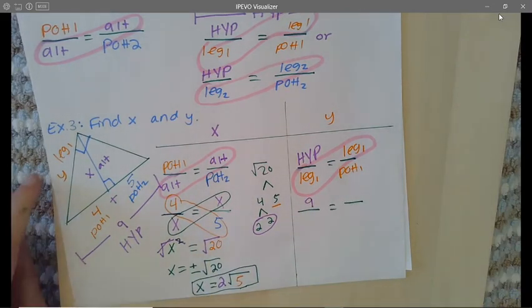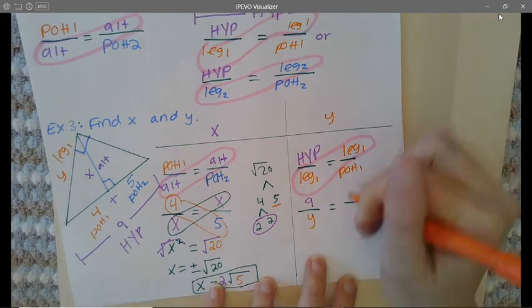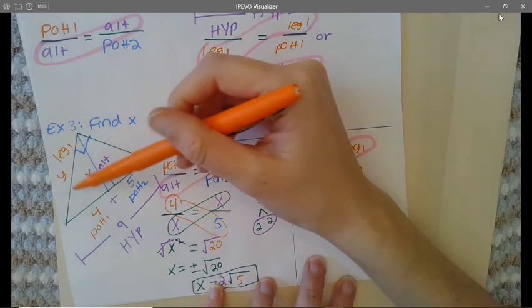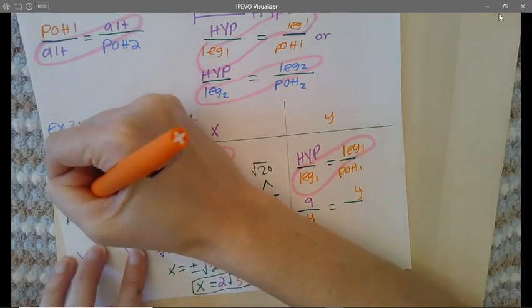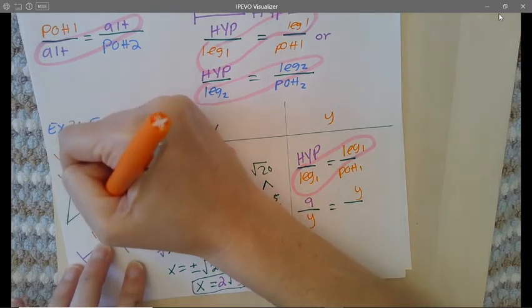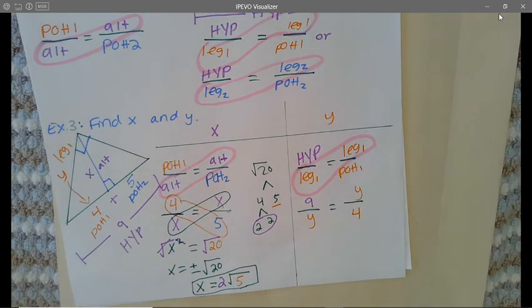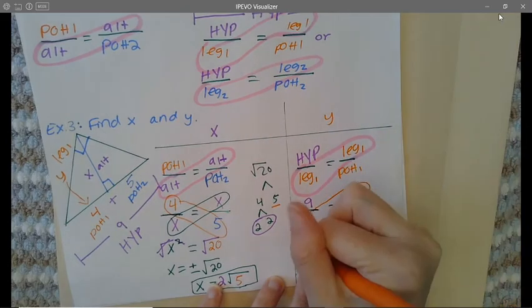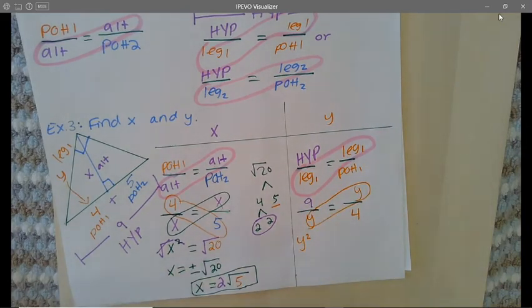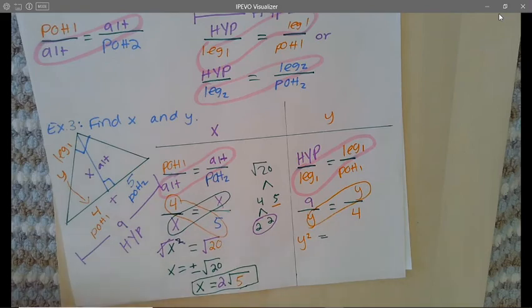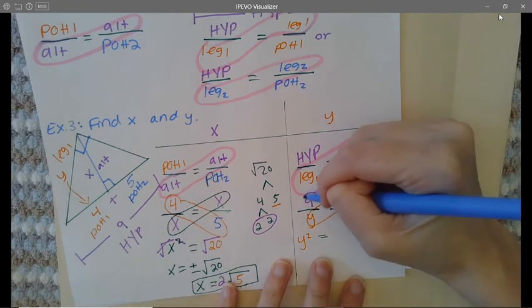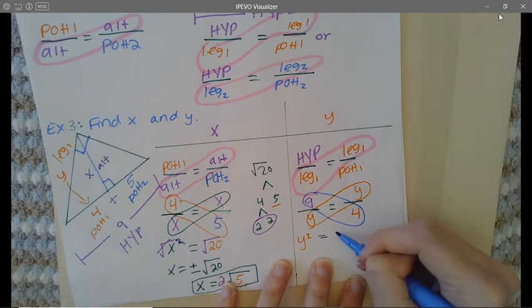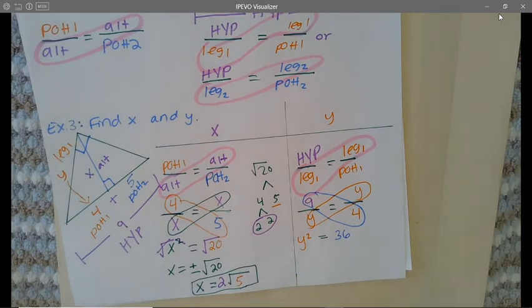Okay, leg 1 is what I'm solving for, which is y. So I'm going to put a y here. Leg 1 again is y. And the part of the hypotenuse that's closest to my y is POH1, which in this case is 4. Alright, and from here, we just cross multiply. So let's do it, you guys. So y times y will give me y squared. And that will equal 9 times 4, which is 36.